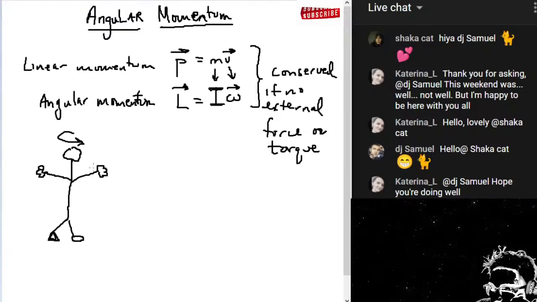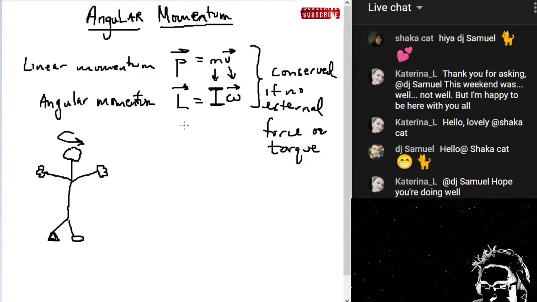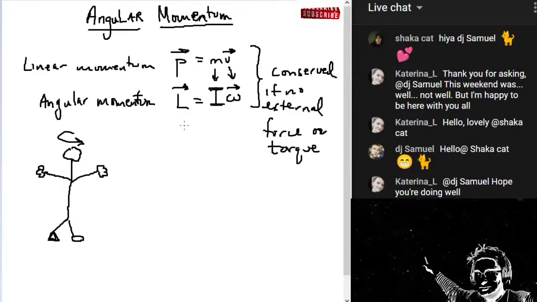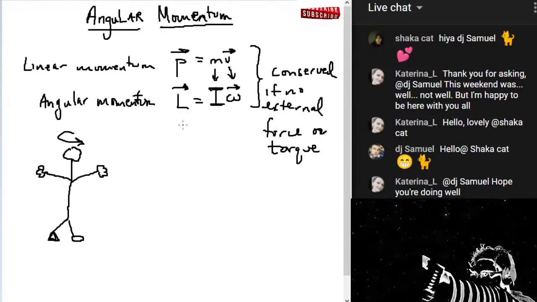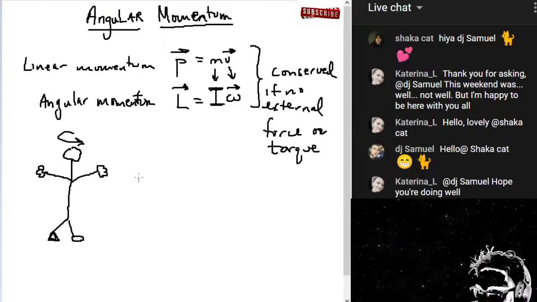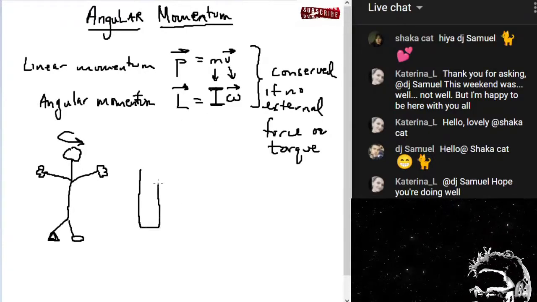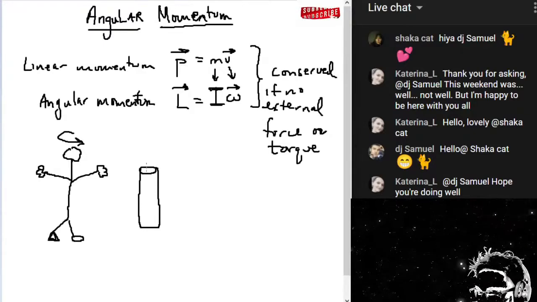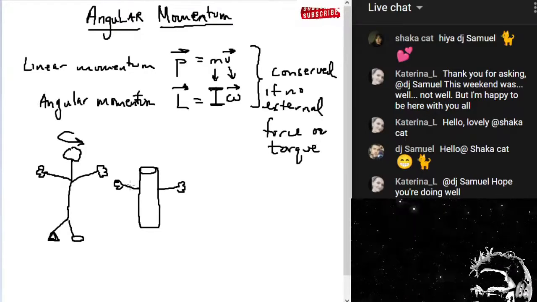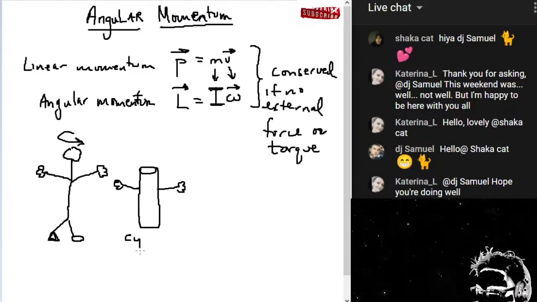So for this scenario here, we've got to figure out what I is. What is the moment of inertia of a human body that's spinning with its arms out like this, stretched out? What do we do? Well, we can model it as a cylinder. All right, here's a cylinder with 2 point masses.